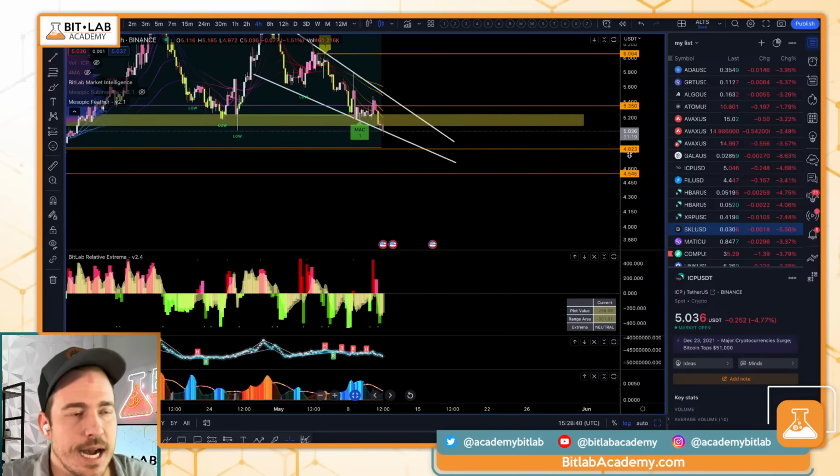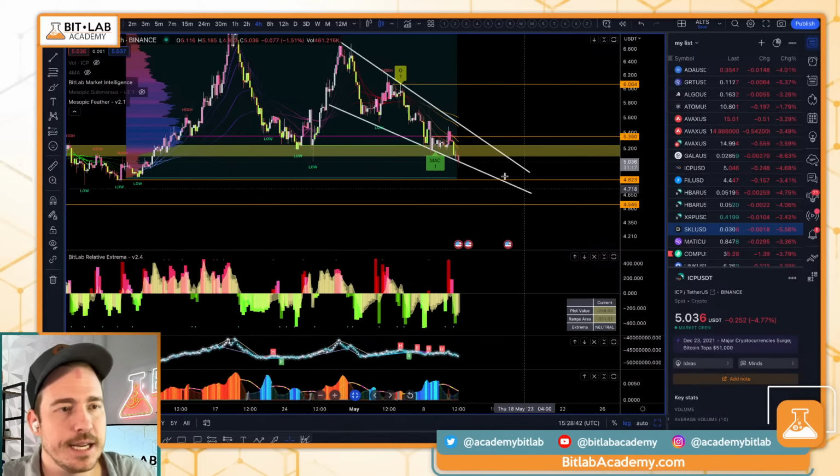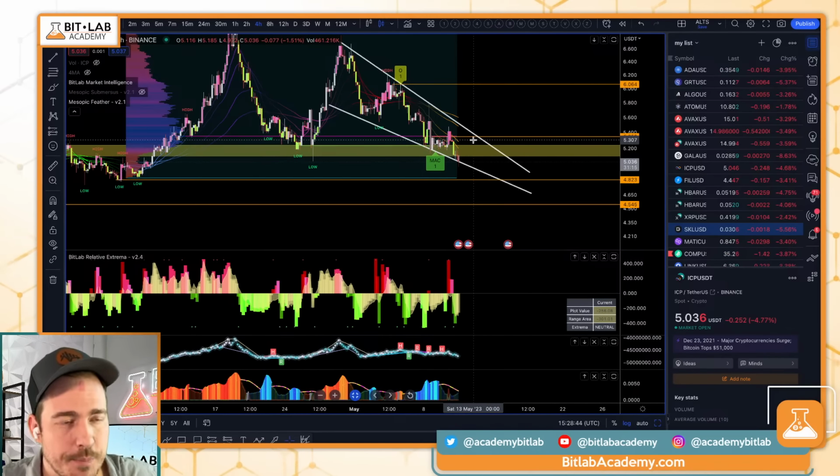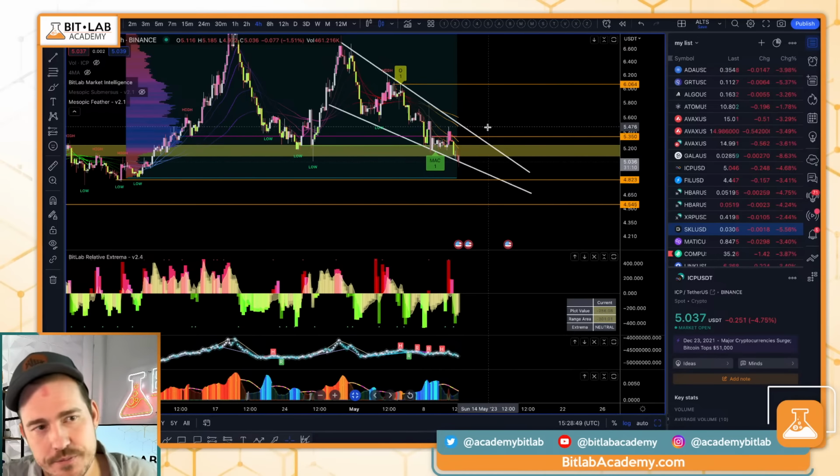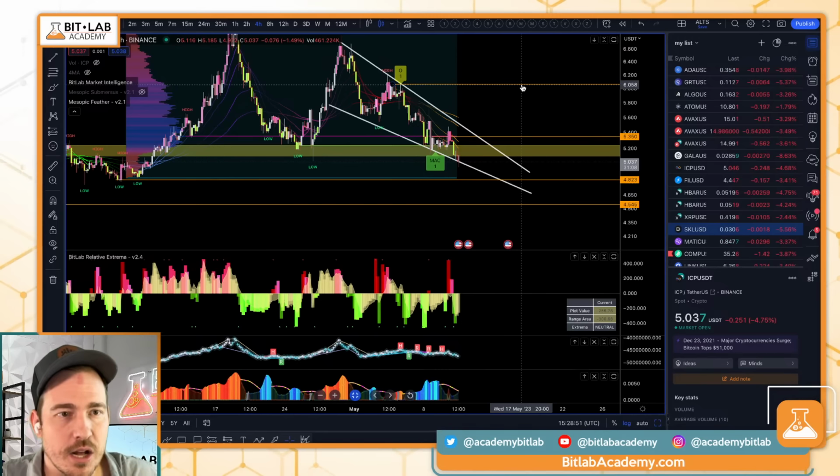To the upside, I'd be looking at essentially the price action coming back up into the zone, and then we'd basically be tapping this area. We'd be slowly moving up here, but the $6.52.